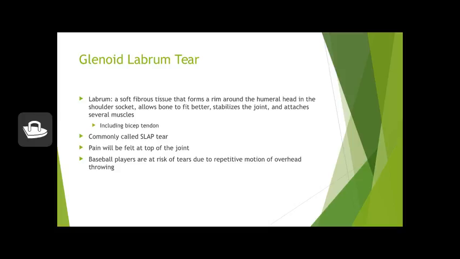This is just a specific type of labrum tear that commonly occurs in baseball players. SLAP stands for superior labrum anterior to posterior, and it's basically just saying where the injury occurs, and that's at the top of the shoulder. Pain will be felt at the top of the shoulder in this kind of injury. Baseball players are at risk of these tears due to the repetitive motion of overhead throwing.